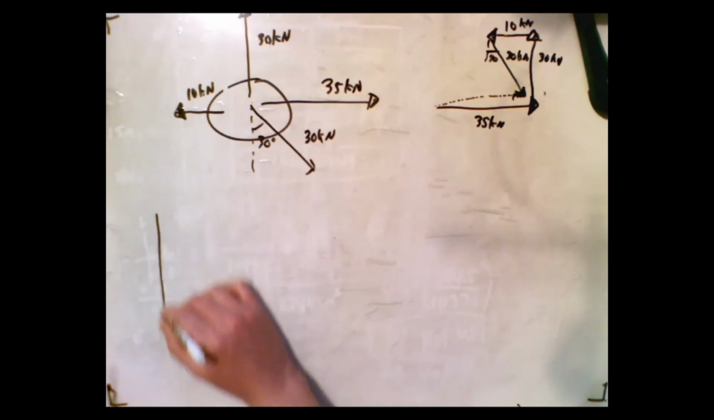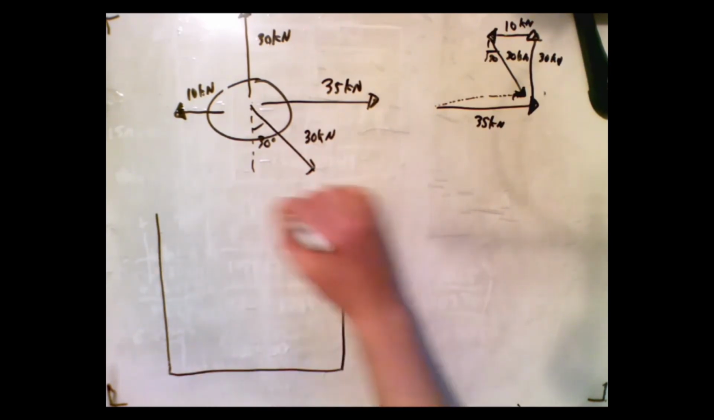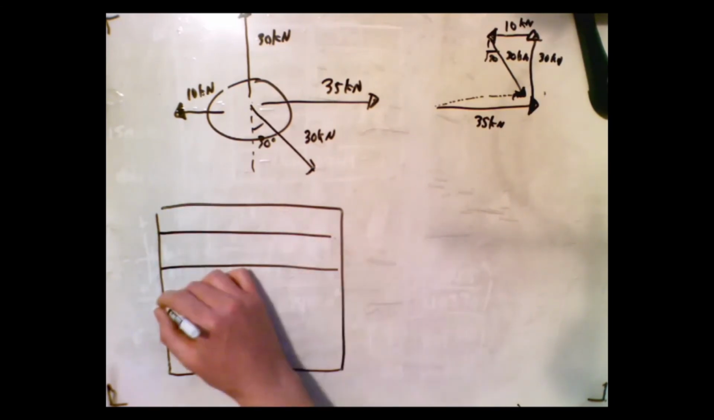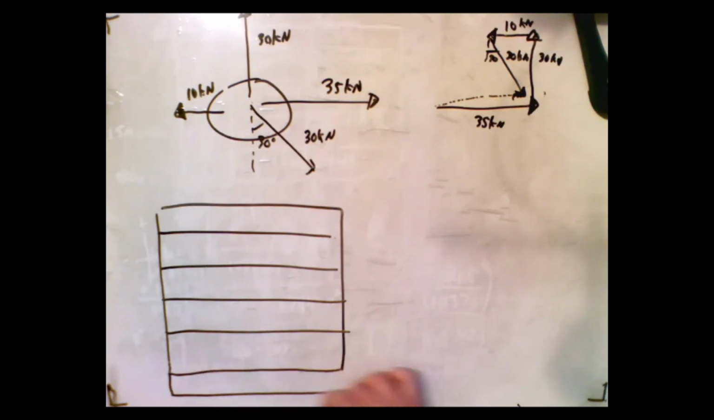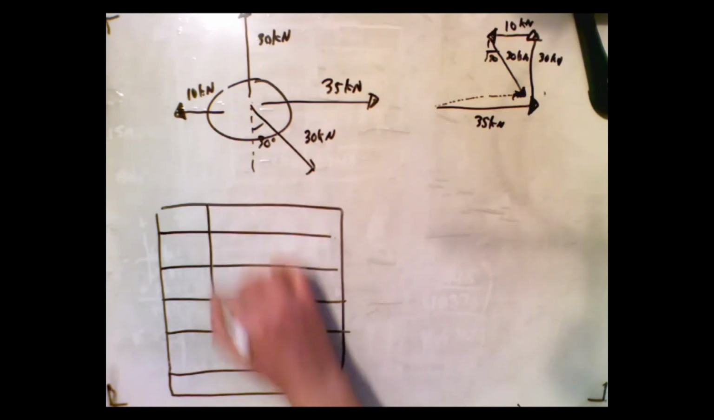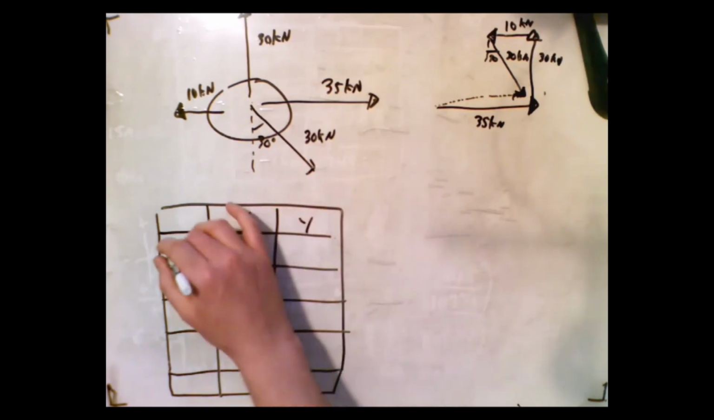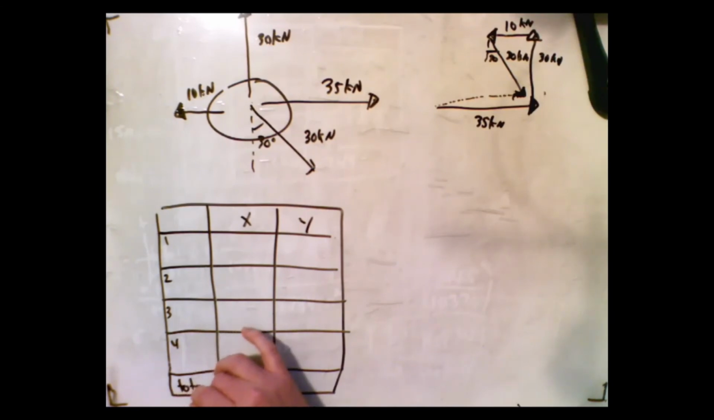So this time, make it a little bit bigger. We have 4 vectors. So 1, 2, 3, 4, like that. We have X, we have Y. So vector 1, vector 2, vector 3, and vector 4. And this is our total.